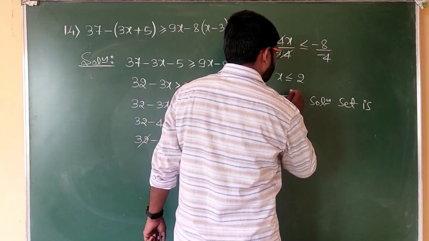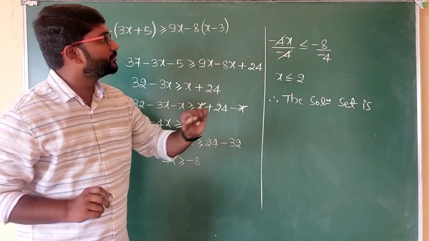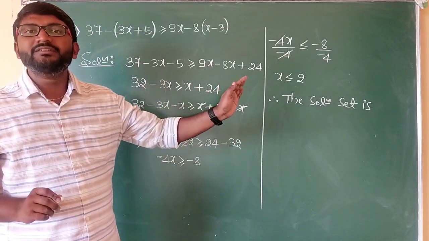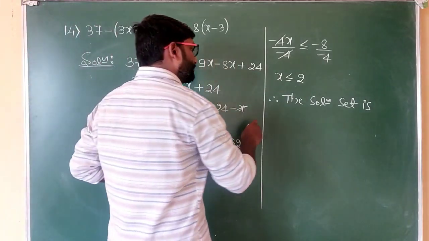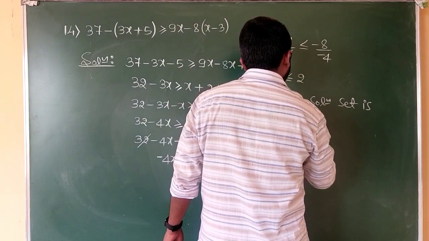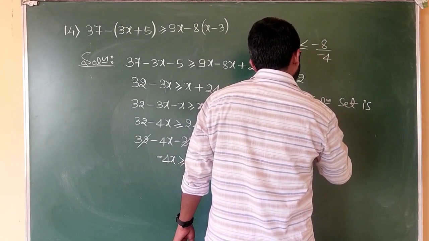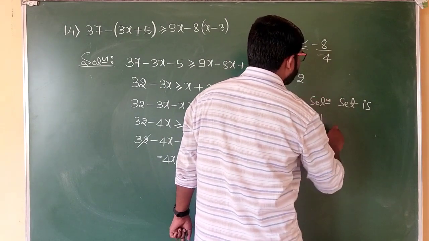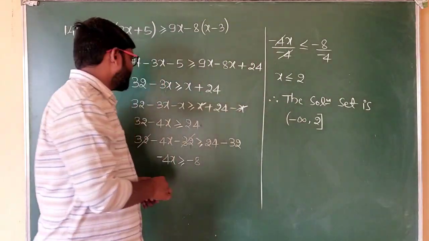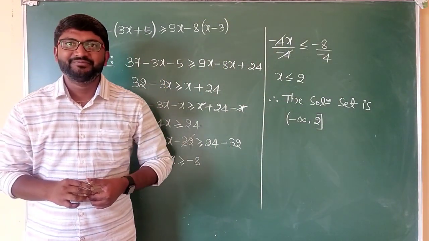closed interval, x less than or equal to 2 means all the negative numbers including 2. So it has to be minus infinity, closed interval 2. So this is the required solution for the question number 14.